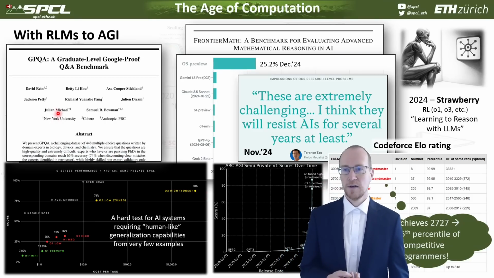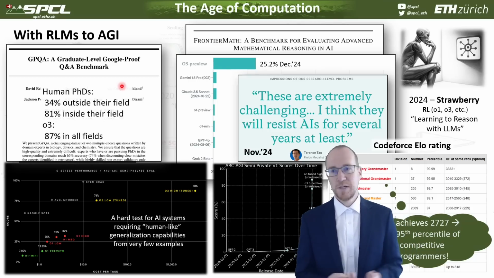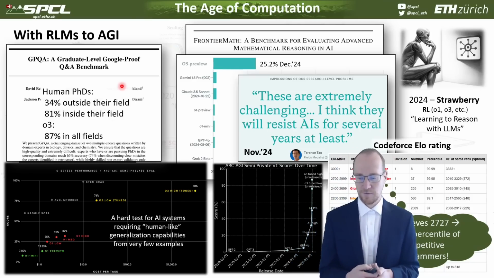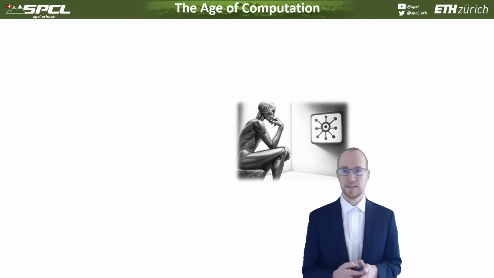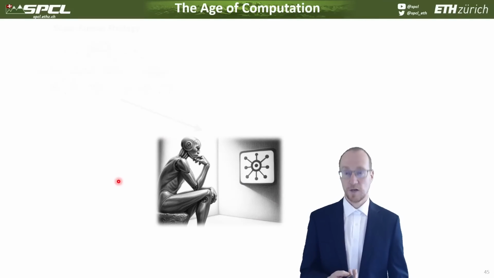And now if you're a scientist in your field, there's a benchmark for graduate-level Google-proof Q&A. Human PhDs achieve 34% outside their field and 81% inside their field. O3 achieves 87% in all fields, so it's better than the experts in the field. And again, we have to be very careful about data leakage and various things here. Many of those benchmarks have preventive measures, but the question is how good they really are.